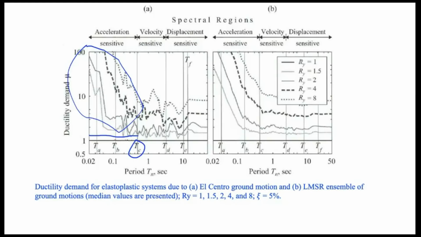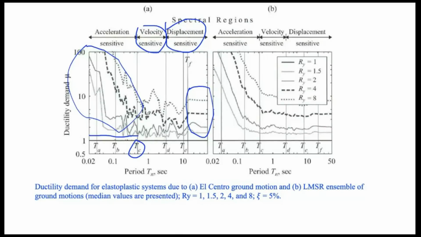Okay, but in this range, ductility is very much equal to the strength reduction applied. Okay, if it is in this region, here, it's a displacement sensitive region. Beyond the Tf, this is also a displacement sensitive region, but in this case ductility is slightly lower than the strength reduction factor applied. Also in the velocity sensitive region, which is here, again ductility and strength reduction factor are exactly the same.